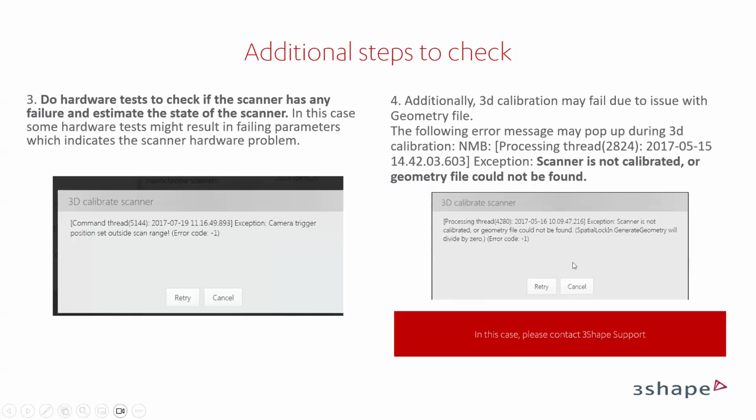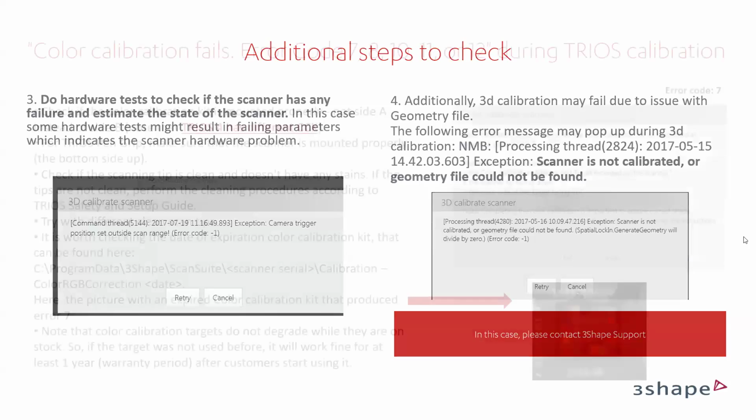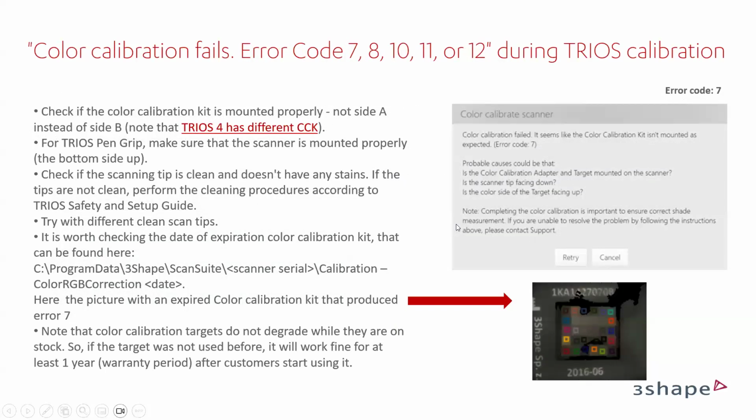As we mentioned, some issues with the 3D calibration or error messages may appear when we have issues with the geometry file. The following error message may pop up like this one. Here is an example. In this case, we ask you to contact us, 3Shape support, and we will proceed with the required troubleshooting.